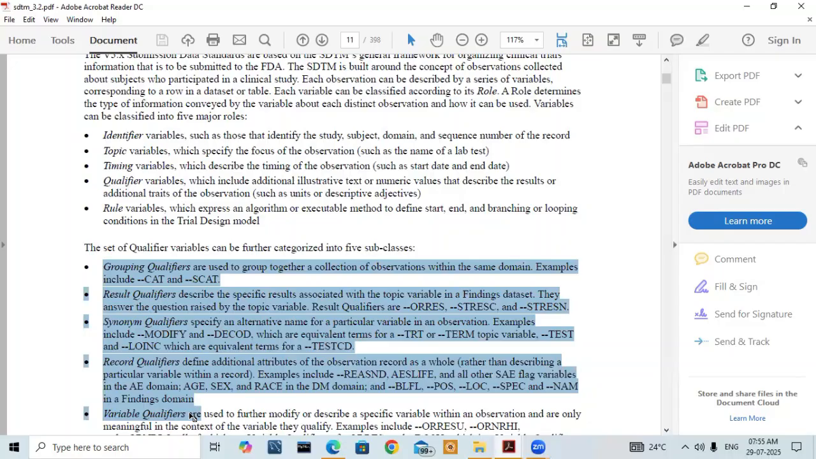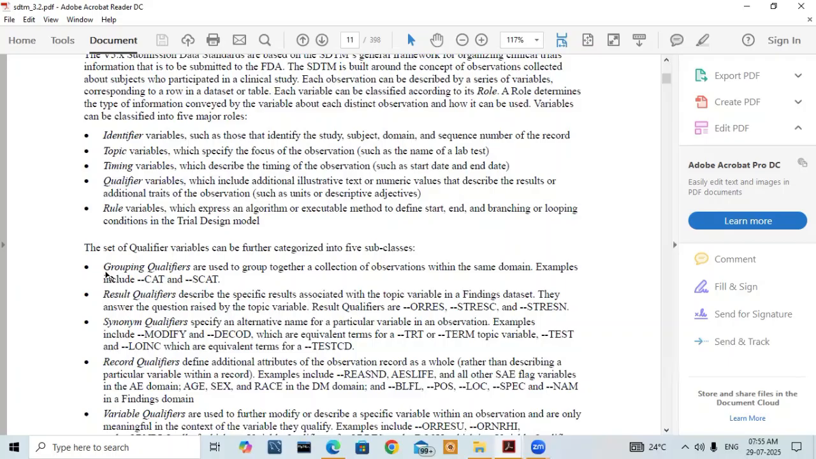What are they? We have the grouping qualifiers. First of all, what is the meaning of the qualifier variable? It is giving additional information to describe the results or observation. Understood? It is giving some extra information.